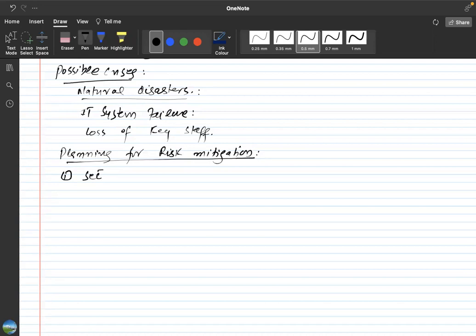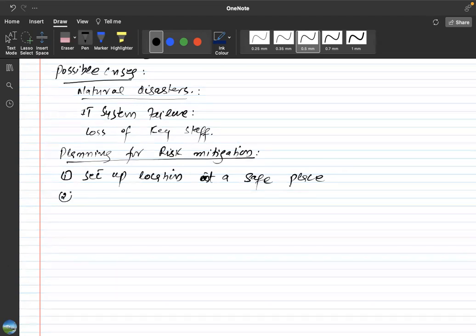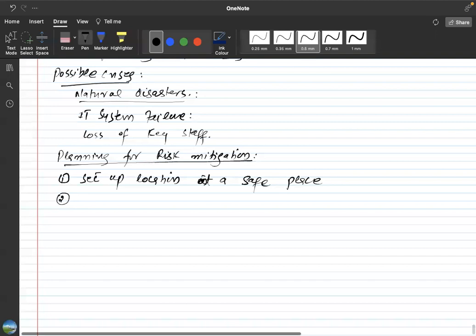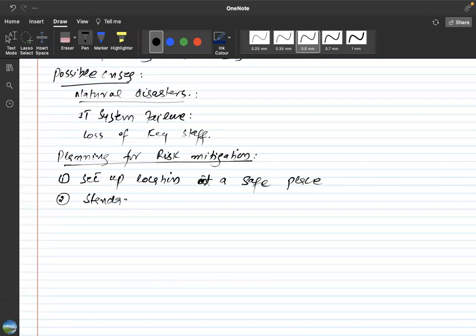set up the location in such a way that we might not face probable disasters like earthquake or fire. So we should locate our building in such a way that it's at a safe place. This is to avoid natural disasters, for example. Or we should ensure that the building we have developed meets all the standards of safety and protection that have been defined by the engineers.